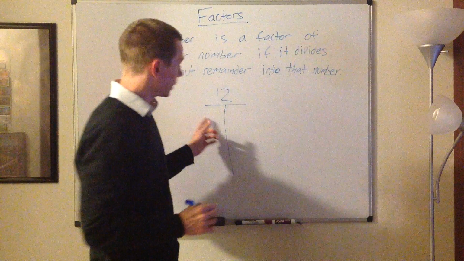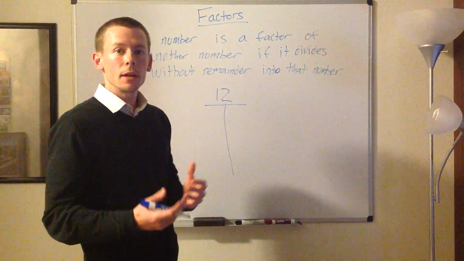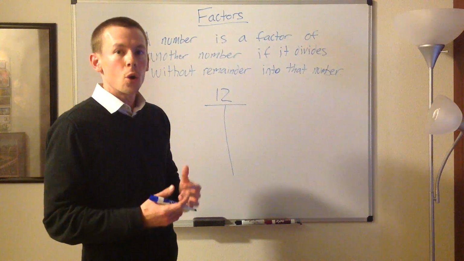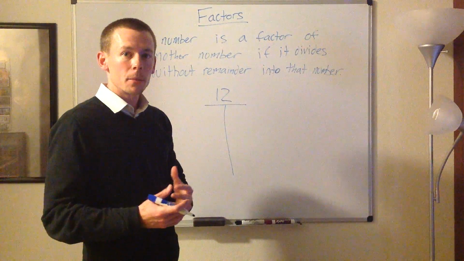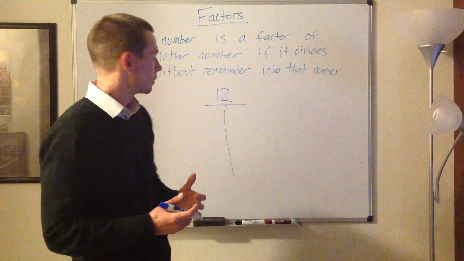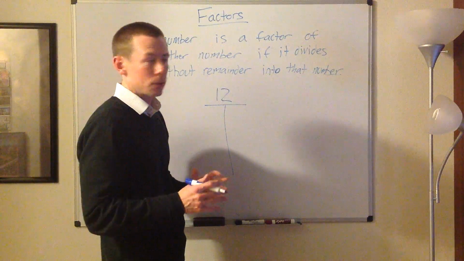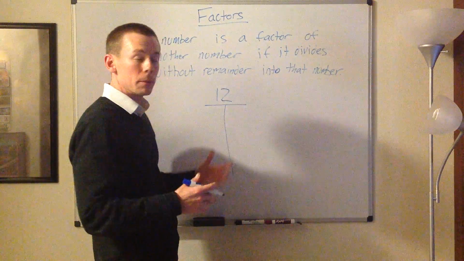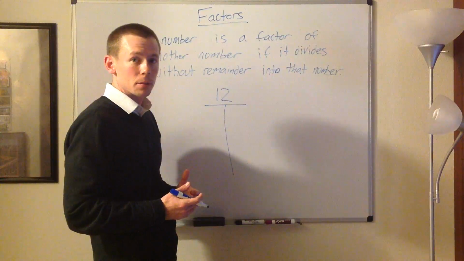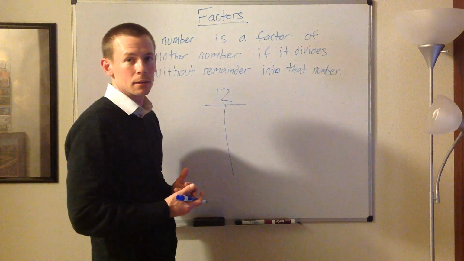We'll make a little T-chart here and look for all the numbers that go into 12 evenly, or in other words, the whole numbers that multiply to make 12. Positive whole numbers for now. So maybe you can start to think of some numbers that multiply to make 12. I'll give you a few seconds to do that.